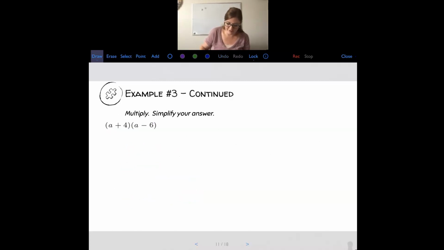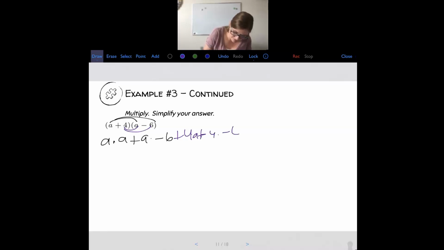Okay. There's a couple other ways that you can think about it. The homework will specify when to use FOIL. The important thing is that you know how to distribute. So one other way to think about it is the a goes to both the a and the negative 6. And then the 4 goes to both the a and the negative 6. 4 times a plus 4 times negative 6. Okay, so you can do it that way as well. And in a later slide, I'll show you a way to set up a chart too. That'll work for multiplying these as well.